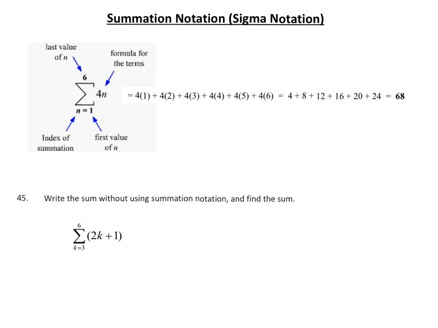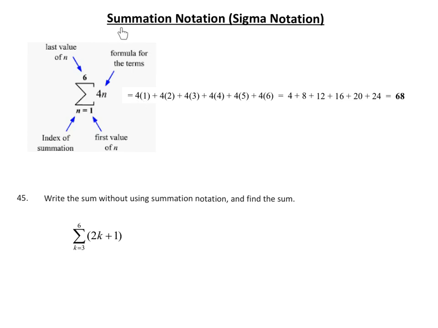Now, what does that even mean? Let me explain what that means. We're going to take the number on the bottom. This is our starting value. See how it says first value of n? We're going to start at this number, 1, and plug it in for n. So 4 times 1. That's what we wrote right here.